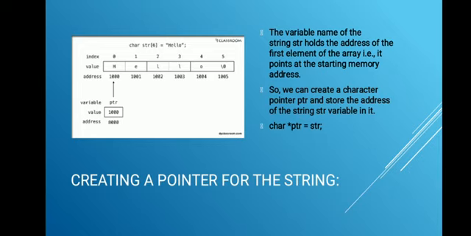So we can create a character pointer ptr and store the address of a, which is the string str variable, in it. We are storing in the pointer variable name ptr its value 1000, which is the starting memory address, the str's address, and the pointer is located at the address 8000.